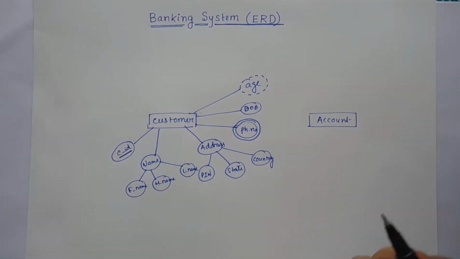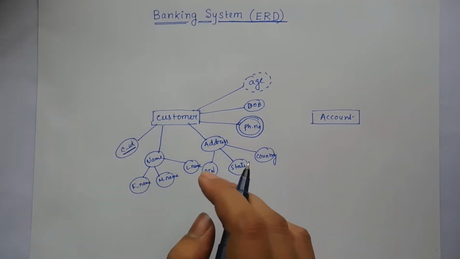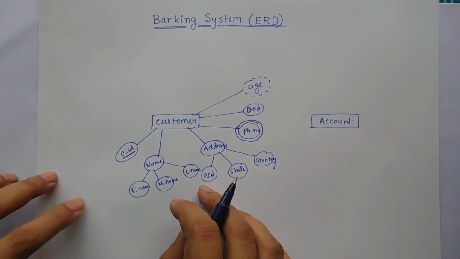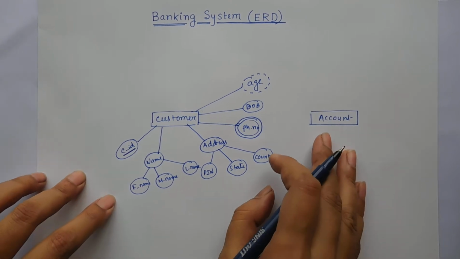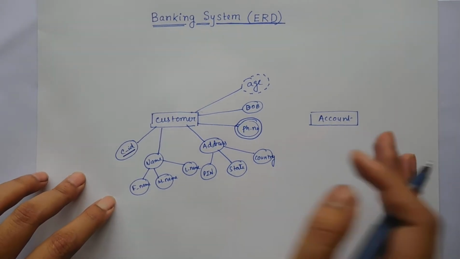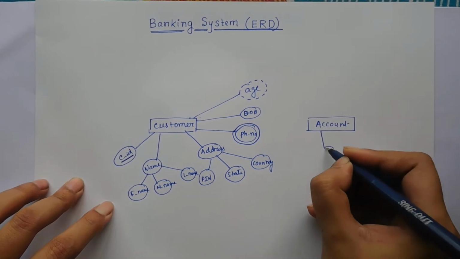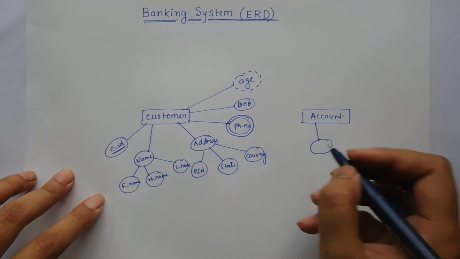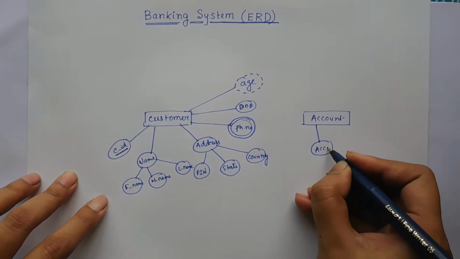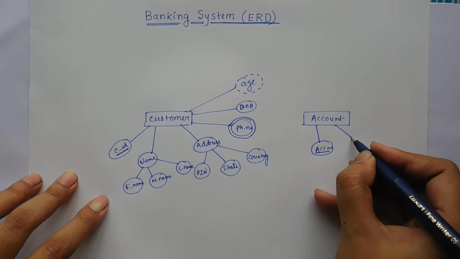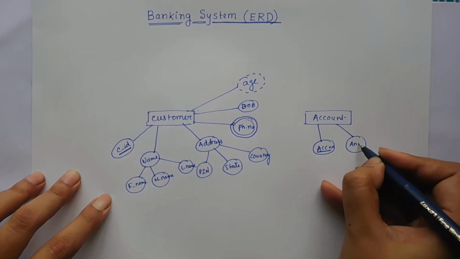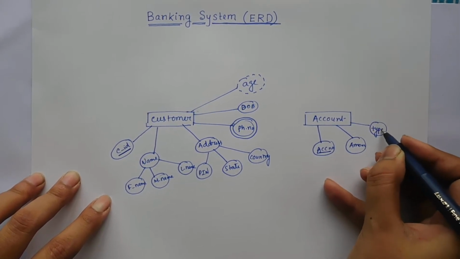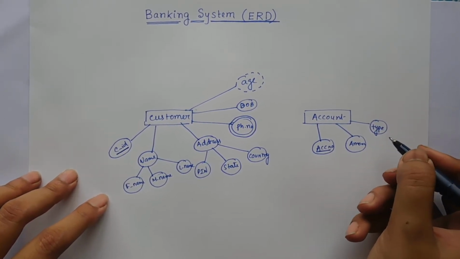Okay. Now the relation between customer and account. At first we draw the account. What are the account entity's attributes? So it is account number and it is a key attribute. Then the amount and type. What is the type? That means the account is a current account or it is a savings account.